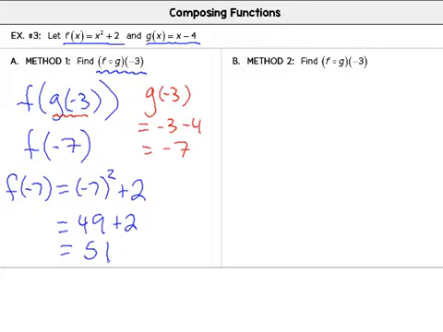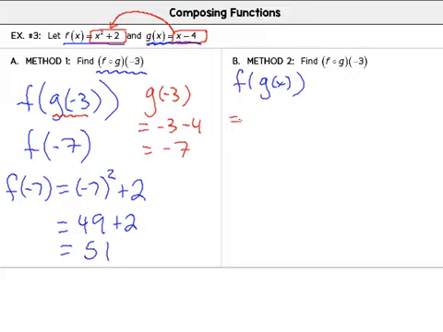The other way you could approach this, we'll call this method 2, would be to actually combine the two functions first, and then plug in negative 3. So if f of g of x can be thought of as f of g of x, like so, we're plugging g of x into f, we can actually figure that out algebraically. I'm going to take g of x, which is x minus 4, and I'm literally going to plug g of x into x in f of x, which would look like this.